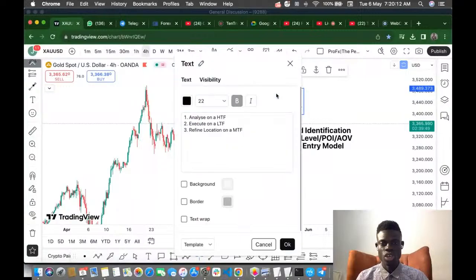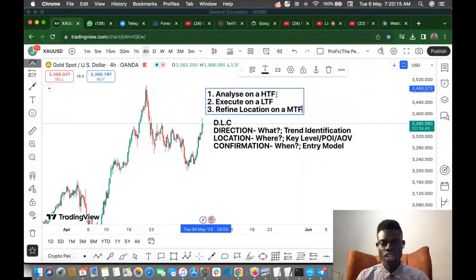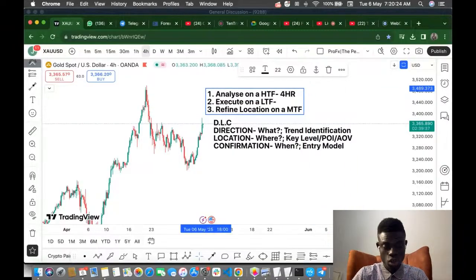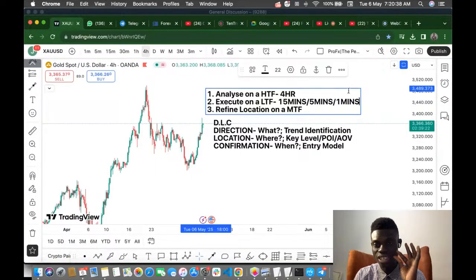For example, as a day trader, your higher time frame is, say, 4 hours, and your lower time frame for executing is 15 minutes first. You can choose to refine your lower time frame to 5 minutes and also 1 minute. This is where you want a precise sniper entry. So these are the time frames for execution. If you are doing your analysis on 4 hours, your confirmation is 15 minutes, 5 minutes, and 1 minute.